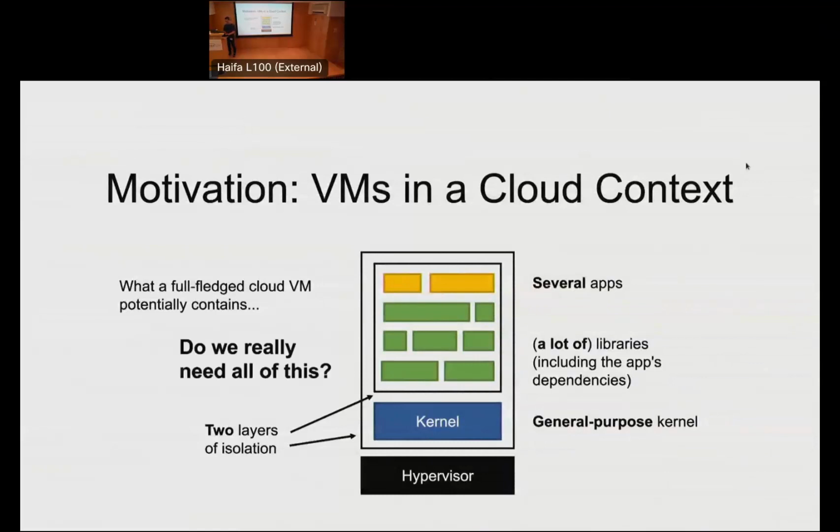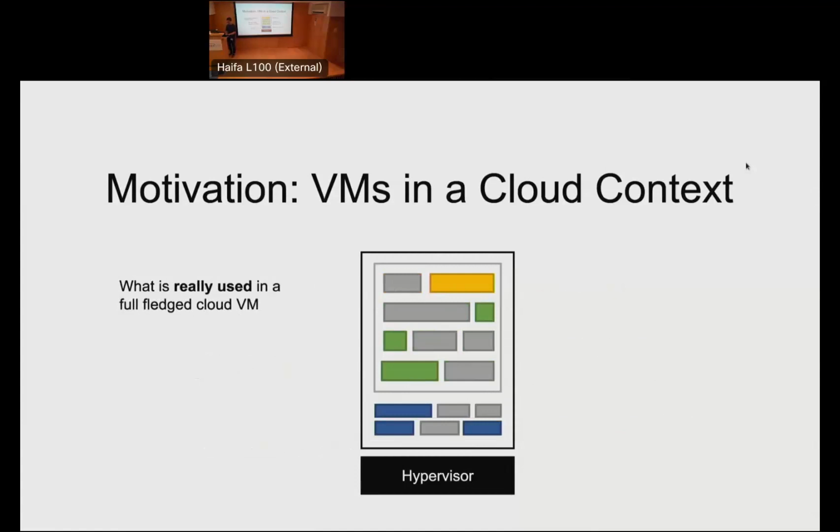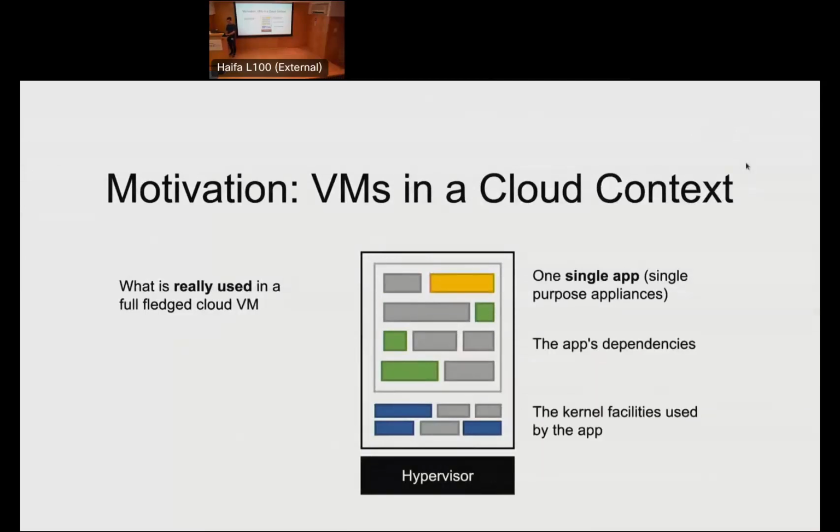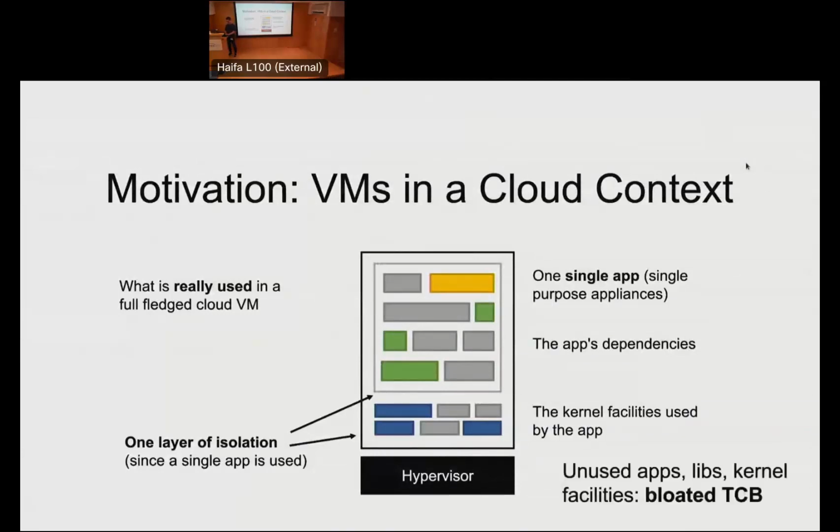Now a healthy question to ask is, do we really need all of this? And the fact is, probably not. In practice, you'll essentially use your application, a couple of libraries, and potentially a small subset of the kernel features. And you would also only need one layer of isolation since there is only one tenant and application in the VM. So all of these unused blocks tend to bloat the trusted computing base, which from a security point of view is not great, and it also tends to break your performance.